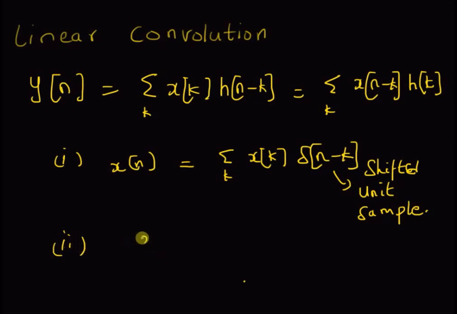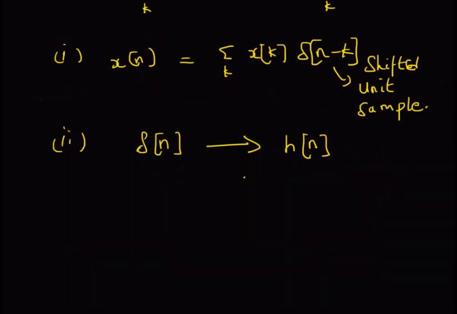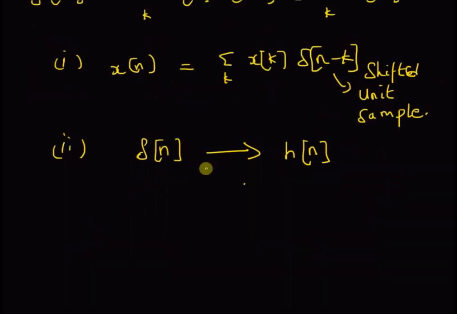And the other definition is the definition of impulse response. That is, when we give the unit sample as the input, the corresponding output is h of n. That is the impulse response of the linear system. So based on the definition of the impulse response, we know that for n equal to k, that is when delta of k is the input, the corresponding output is h of k.